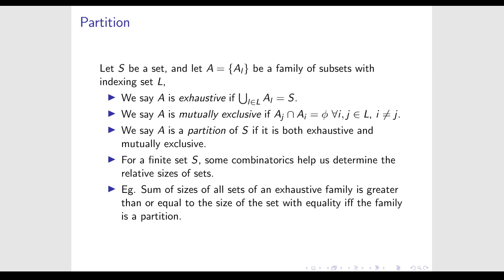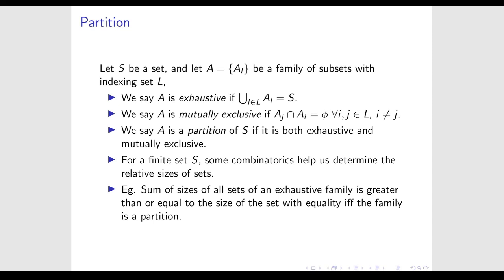That is why exhaustive. We say A is mutually exclusive if A_j intersection A_i is equal to the empty set for all i and j in the indexing set L and i not equal to j. That is, the A_i's don't touch each other. That is why they have no intersection. Now we say A is a partition of S if it is both exhaustive and mutually exclusive.